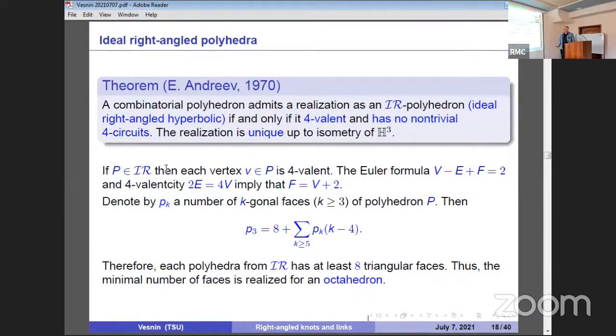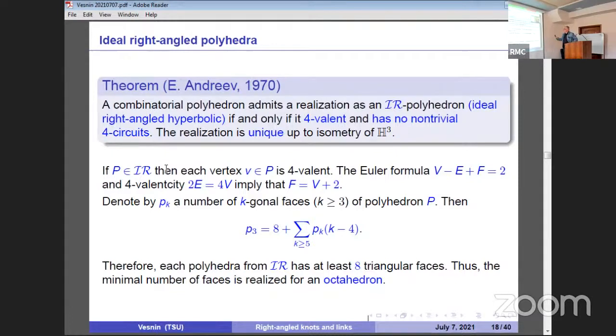And also a result obtained by Andreev gives us a characterization of the corresponding skeletons, and the theorem, just a particular part of a more general theorem, says that a polyhedron admits a realization as an ideal rectangular polyhedron in hyperbolic space if and only if it is four-valent, so each vertex has four adjacent edges, and there are no non-trivial fourth circuits. So if you look at the whole surface of the polyhedron and you take a closed curve, this curve intersects at least four edges. There is only one trivial exception, when this curve is around a vertex. They call it trivial.